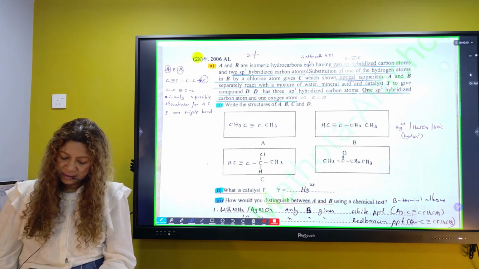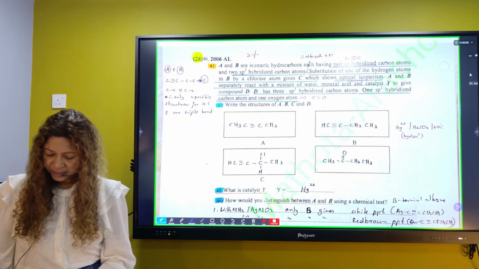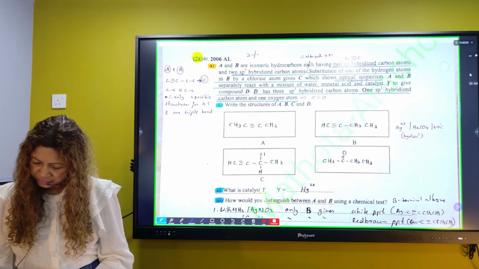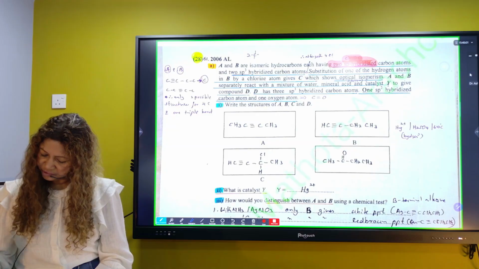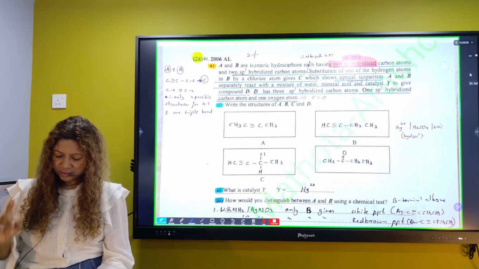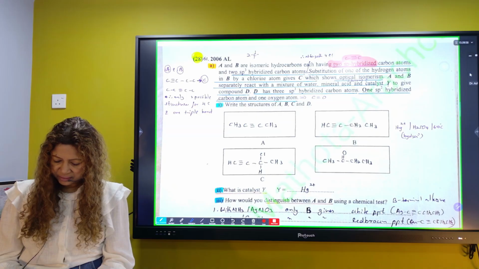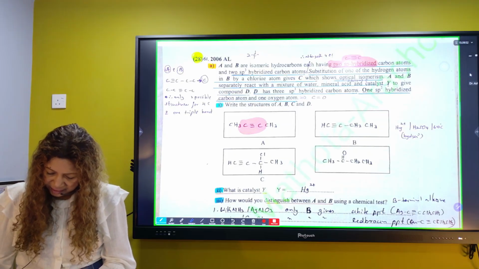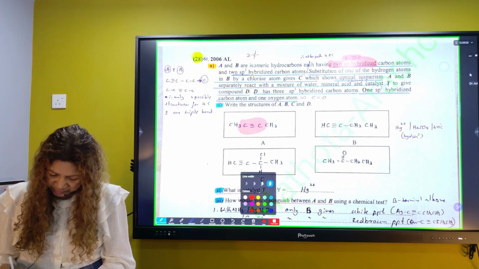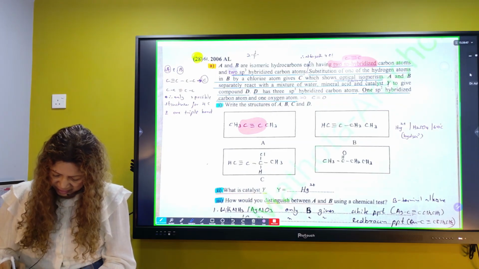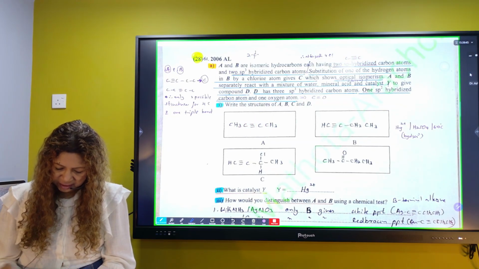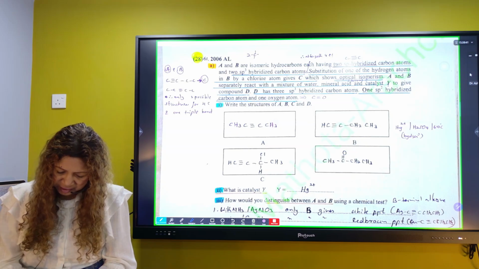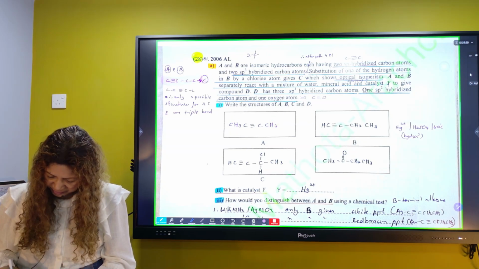A and B are, question number 61, isomeric hydrocarbons each have 2 sp hybridized carbons, meaning they are supposed to have a triple bond part. And 2 sp3 carbons, so there should be single bonds too. Either this way or this way, possibilities, okay?